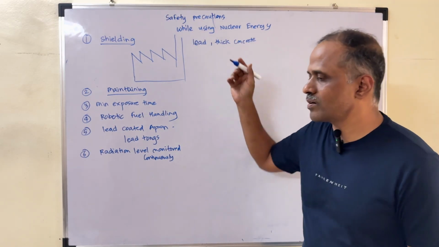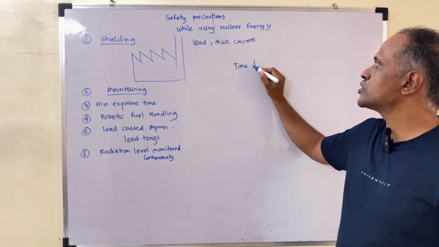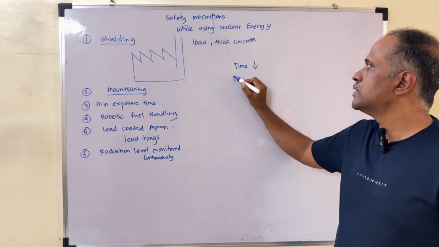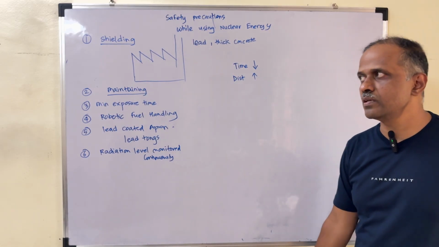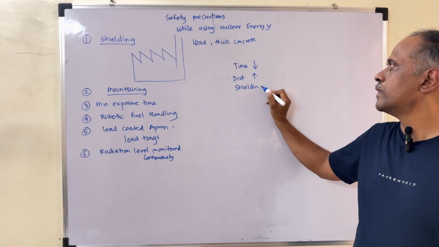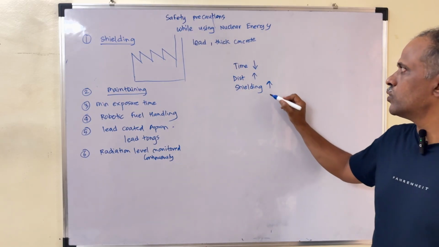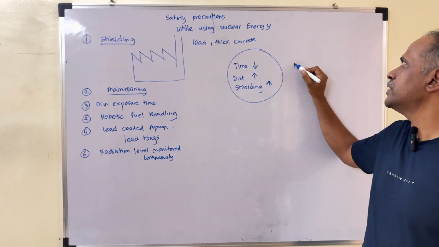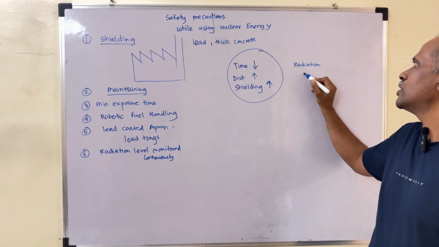So firstly, what are the safety precautions? The time for exposure should be as minimum as possible. The distance from the nuclear radiation should be as great as possible. Thirdly, the shielding should be as great as possible, and this will result in the radiation exposure being minimum.